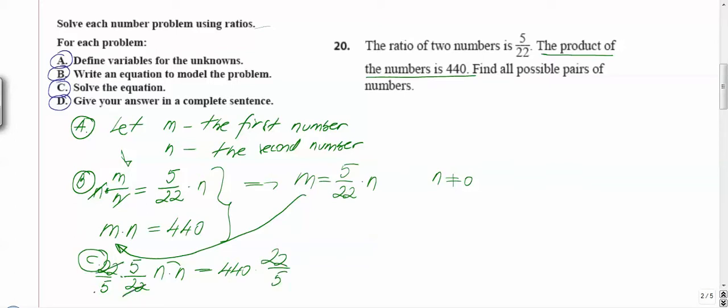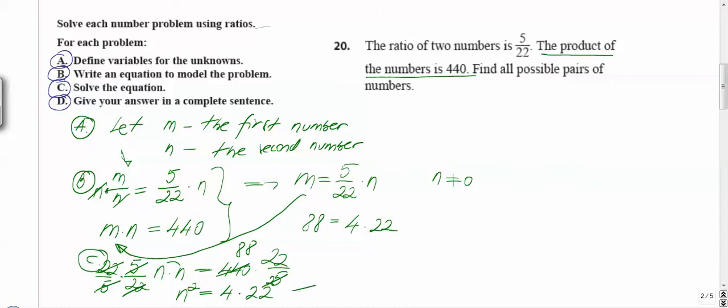22 divided by 22 is 1. 5 divided by 5 is 1. On the left side, you have n squared equals 440 times 22/5. Well, first of all, 5 goes in 440 how many times? 5 goes in 44 8 times, in 40 8 times. So your n squared will be 88 times 22, and I will not multiply that. I'm just noticing that 88 is actually 4 times 22. So if you multiply 88 by 22, you actually get 4 times 22 times 22, which is 22 squared.